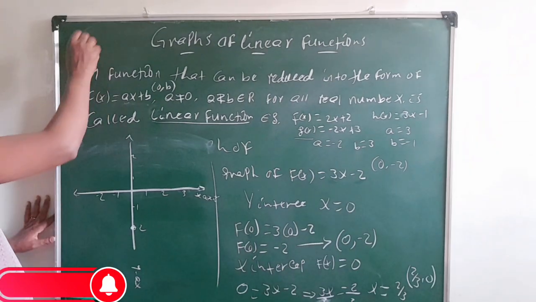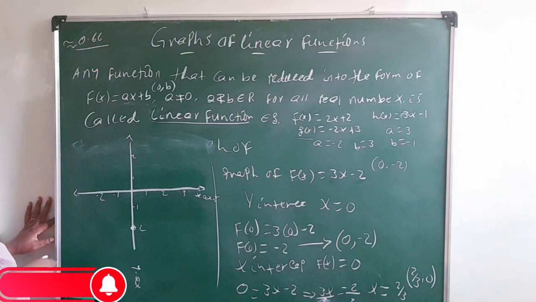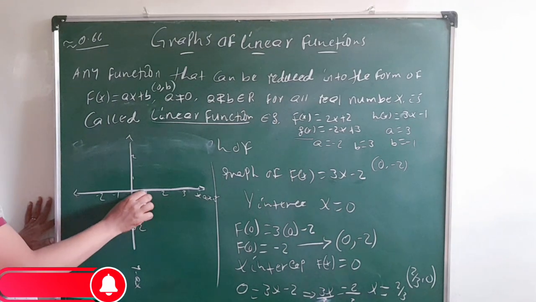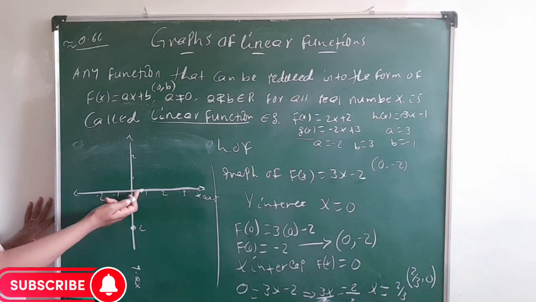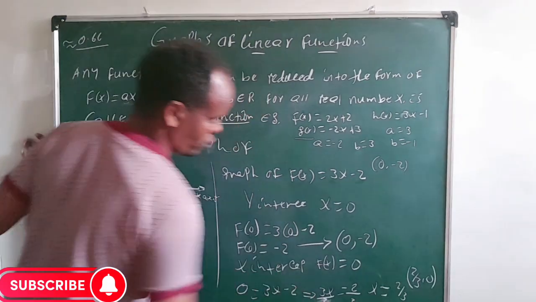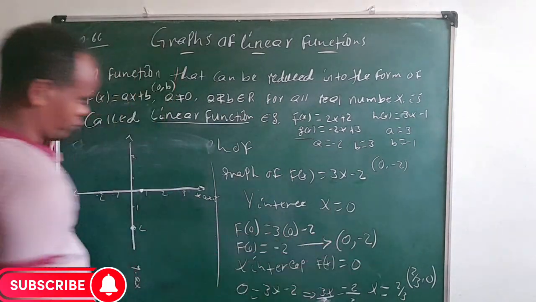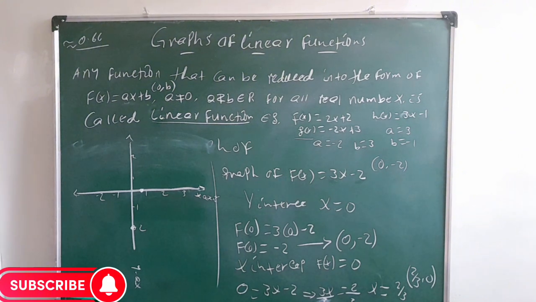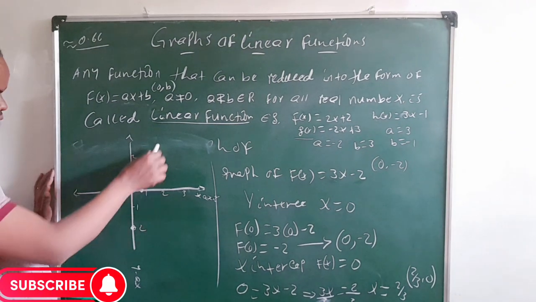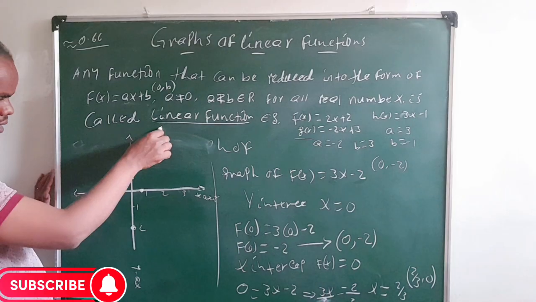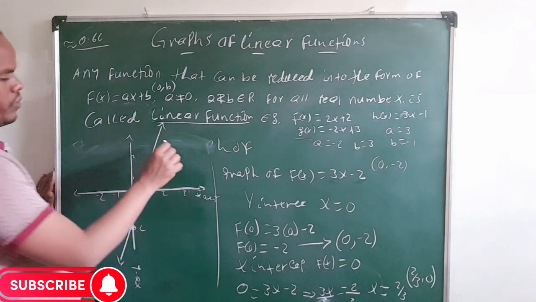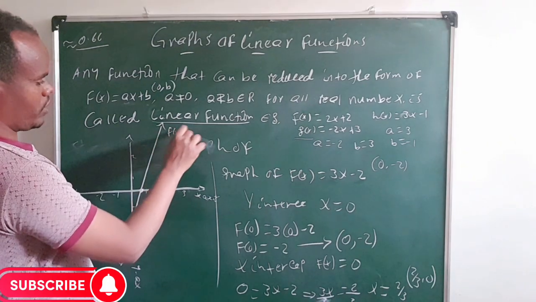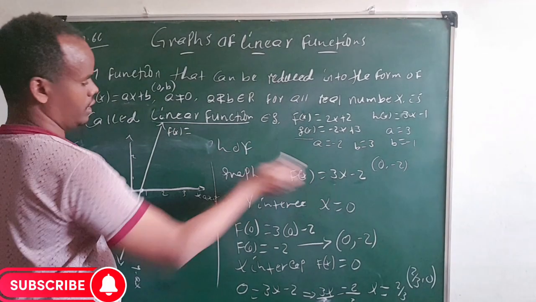2/3 is around 0.66, which is between 0 and 1, around this point. So connect the two points: this one is (2/3, 0), and this one is (0, -2). Then connect the two points using a straight line. This is the graph of f(x) = 3x - 2.